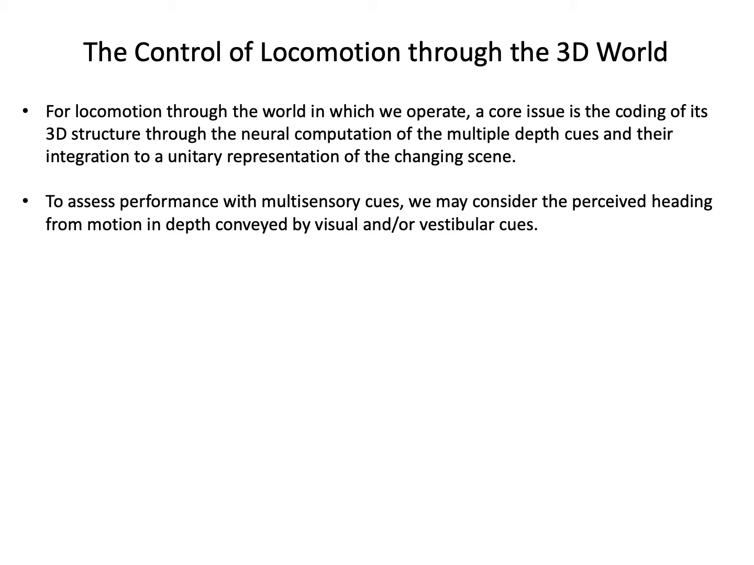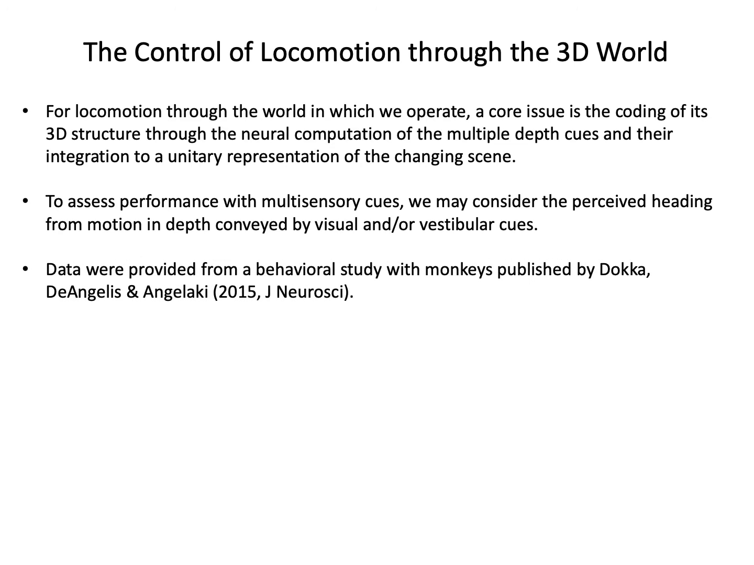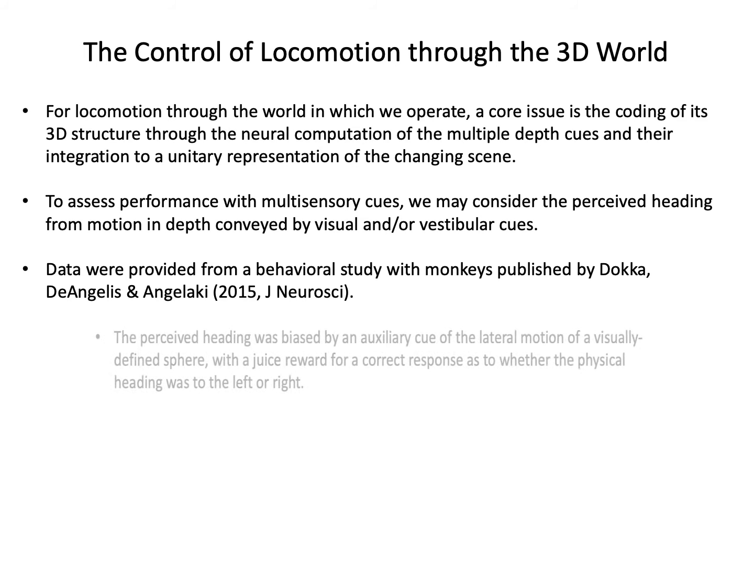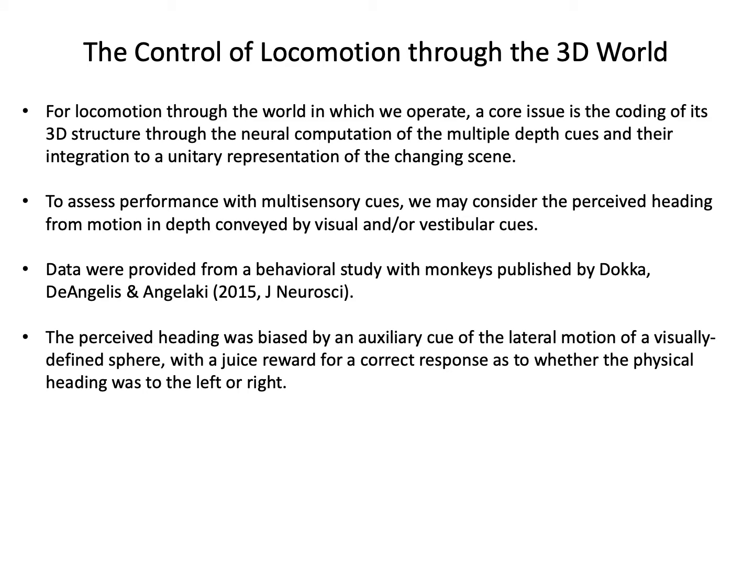To assess performance with multisensory cues, we may consider the perceived heading from motion in depth conveyed by visual and/or vestibular cues. The data for the analysis were kindly provided from a behavioral study with monkeys published by Docker, DeAngelis, and Angelaki in 2015. The perceived heading was biased by an auxiliary cue of the lateral motion of a visually defined sphere, with a juice reward for a correct response as to whether the physical heading was to the left or right.